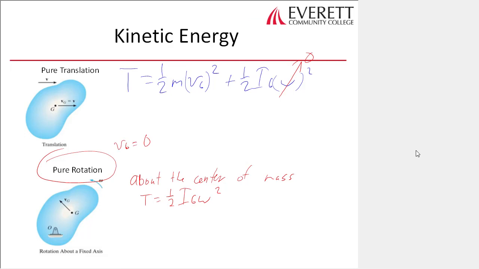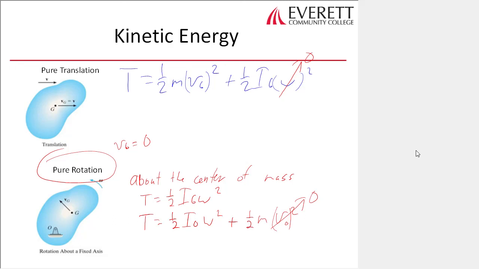However, if the object is rotating about another point, a fixed axis that's not its center of mass, then we're going to have kinetic energy equals 1/2 I0 omega squared, where I0 is the moment of inertia about the axis it's rotating about. Okay? And we could add on to that plus 1/2 m vO squared, but we know that's 0 because O is not moving, right?